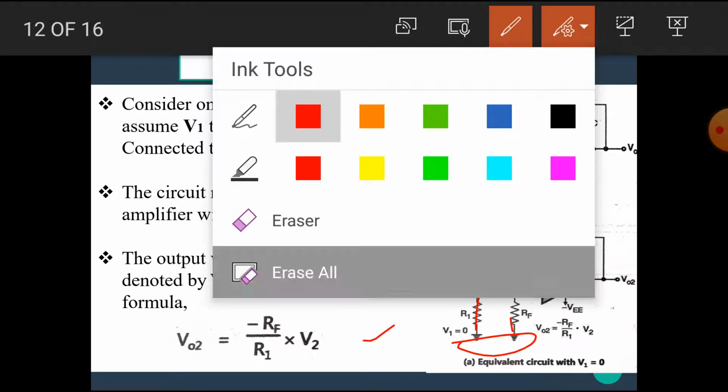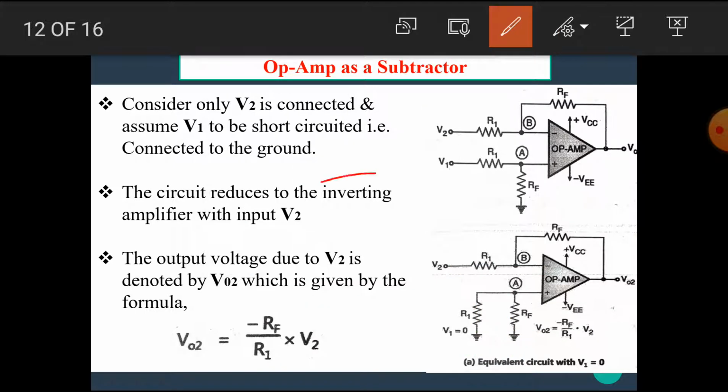This type of configuration is known as the inverting amplifier, and we know the gain of the inverting amplifier is minus RF upon R1. Okay, let's see. The output voltage due to V2 is denoted by V02, which is given by the formula V02 is equal to minus RF upon R1 into V2.